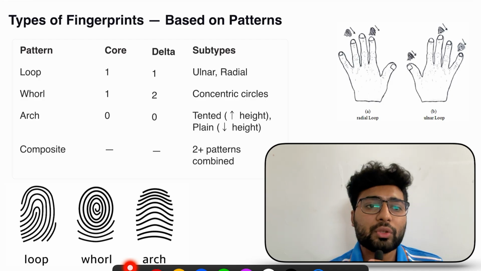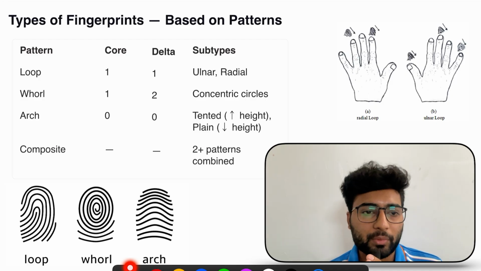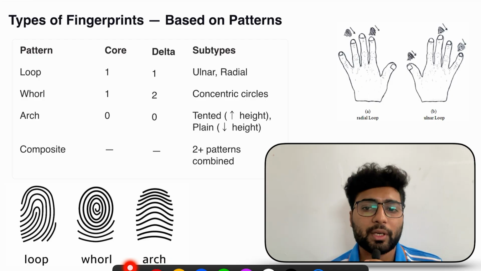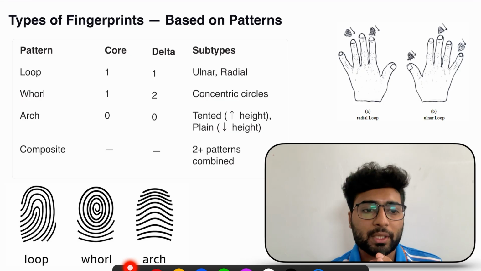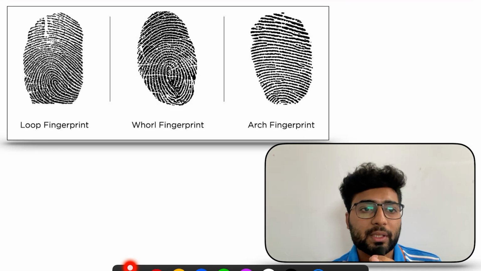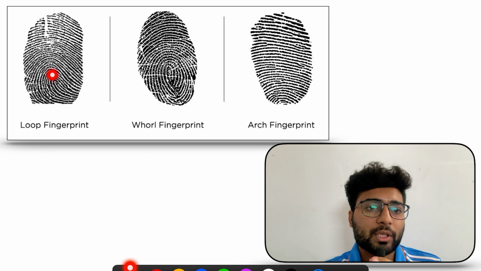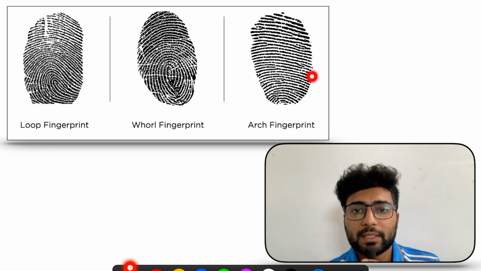Last one is composite fingerprinting. If more than two patterns combine, it's just a random pattern happening, so it is a composite fingerprint. So there are four types: loop, whorl, arch and composite. Loop goes and comes back, whorl has concentric circles, and arches are just like this. Now you can see the real images. This one is a loop, it goes up and comes back like loops. Whorls are concentric circles and arches are just arrows.